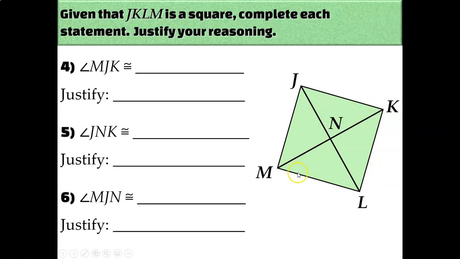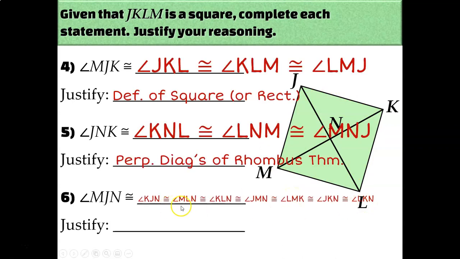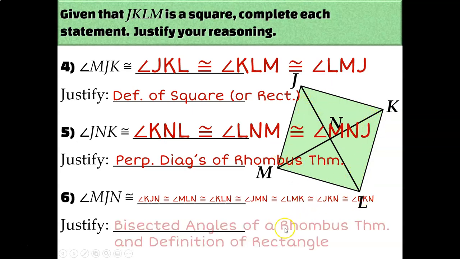well, if this angle was congruent to the other three, and it was cut in half, then cutting it in half for each of these angles, all of those angles would have to be the same. So I know it's kind of ridiculous, but all of these angles are all the same. These two, and these two, and these two, and these two, all 8 of those angles are all the same by a combination of the bisected angles of a rhombus theorem and the definition of rectangle. Like I said, we know so much information about squares, they are super cool.